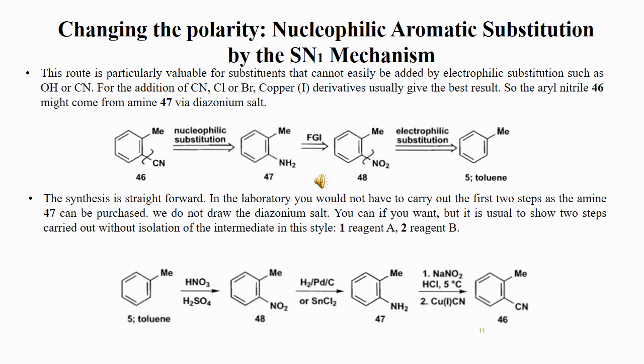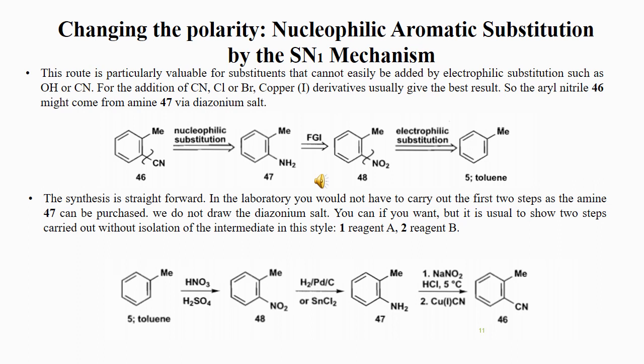SN1 reactions are unimolecular, two-step reactions. In the first step, the leaving group departs, and in the second, the attacking nucleophile attacks. SN2 mechanism is not operating here, in which both the attacking nucleophile and the leaving group would be involved simultaneously. These are nucleophiles, so they will not be added that way. So there is only the SN1 mechanism.